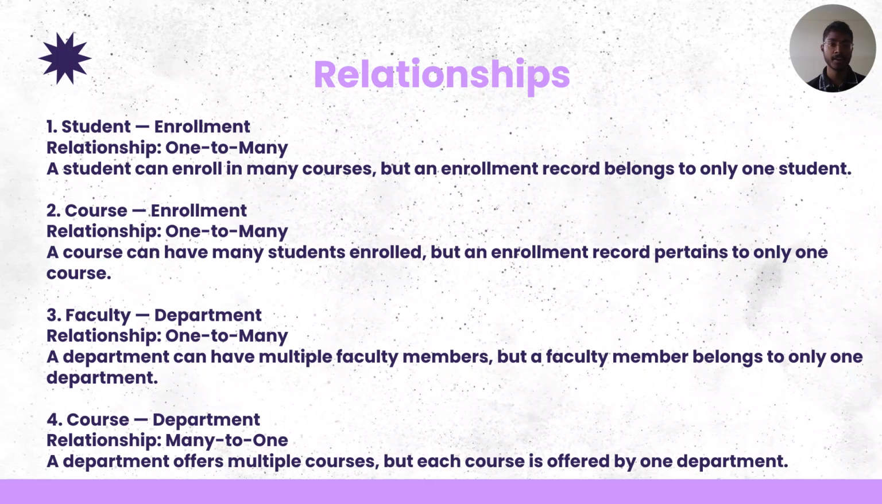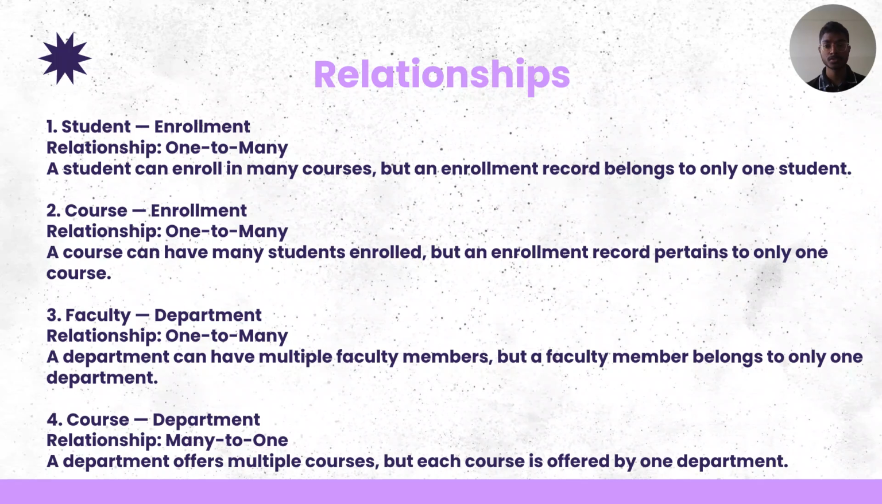Then if we are having the faculty to department relation, this relation is also one-to-many. Here a department can have multiple faculty members, but a faculty member belongs to only one department. So a faculty member working under one department cannot work under multiple departments. He or she can be working in only one department. So this is what we are basically discussing.